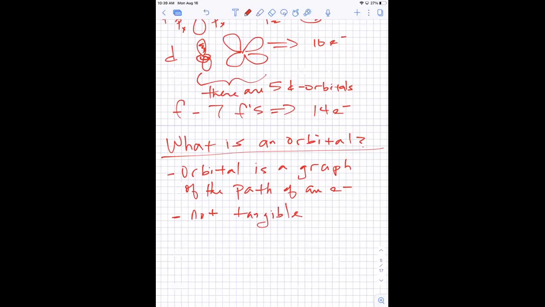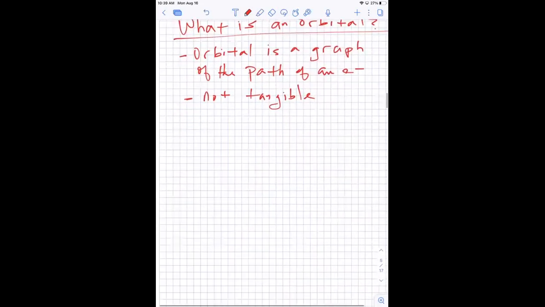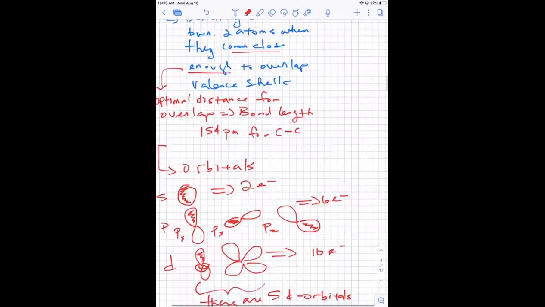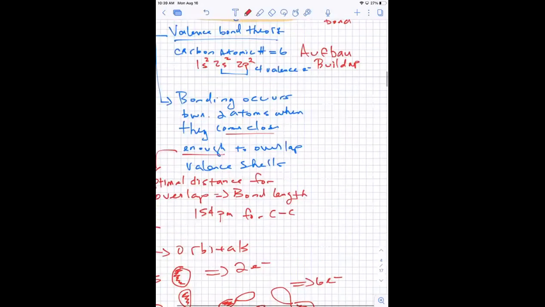So with carbon, and this is really important, what orbitals are involved? Let's go back up and look at the electron configuration. What orbitals are involved with carbon?